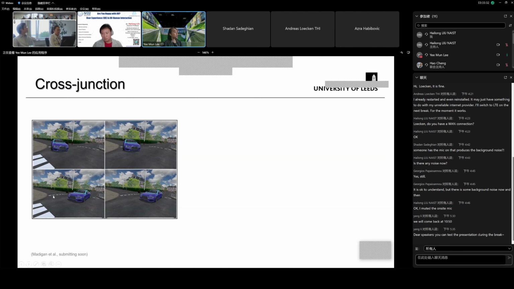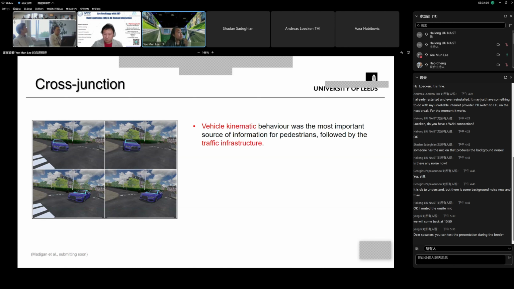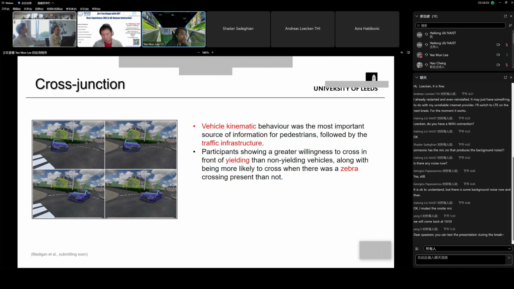In this situation, we also have the kind of edging behavior that we have observed in our previous on-road observations, where the vehicles just slowly edge towards the crossing lines to also indicate I'm actually yielding, I'm not going to go past you. Vehicle kinematics was the most important source of information. No surprise, but it's great to see the replication, followed by the traffic infrastructure.